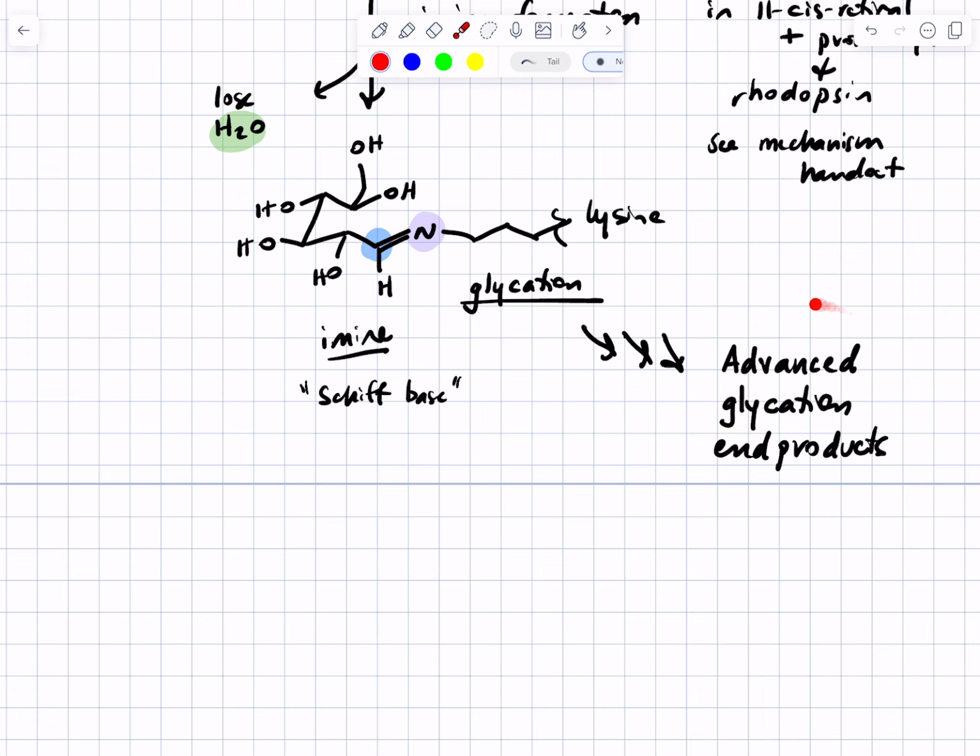You can also get some disease symptoms from the advanced glycation end products associated with diabetes. So poor circulation, poor kidney function, problems in the eyes, problems with neuropathy, and so on. And it's all because the aldehyde of glucose is a level 1 reactive molecule.